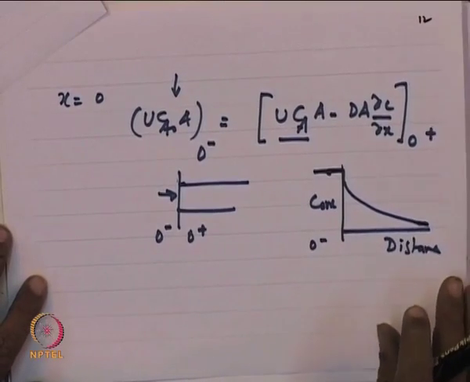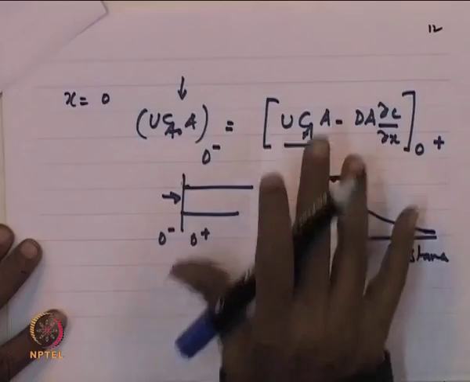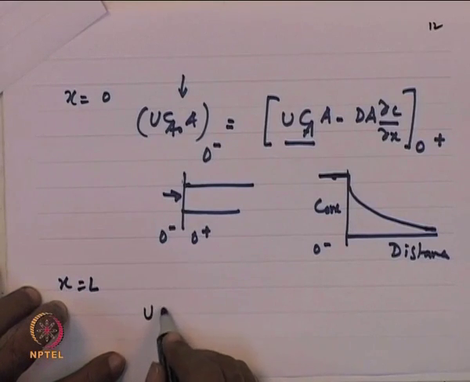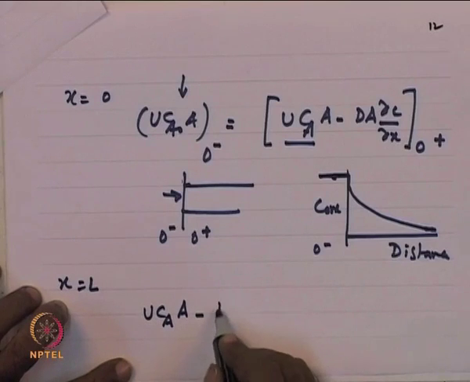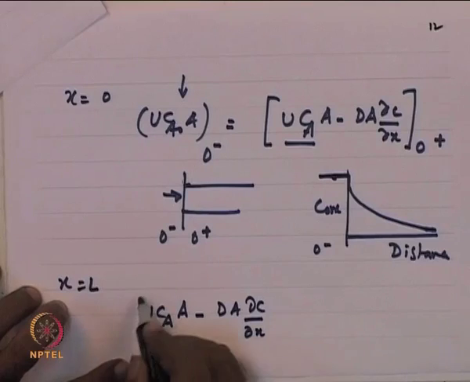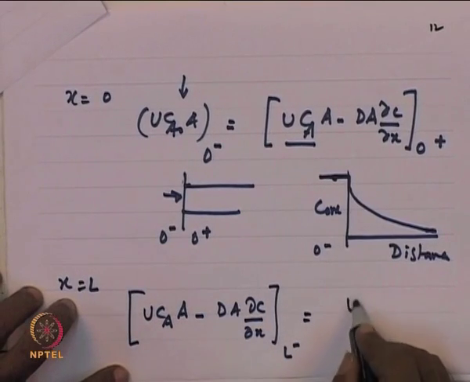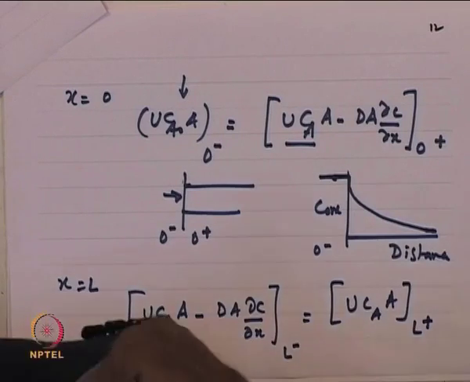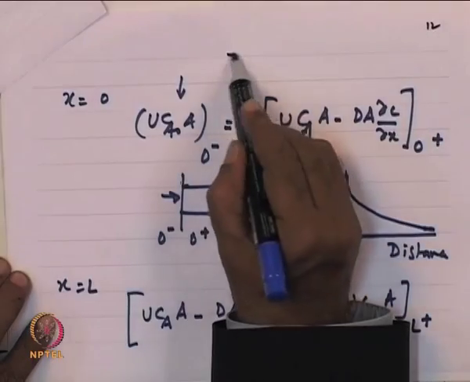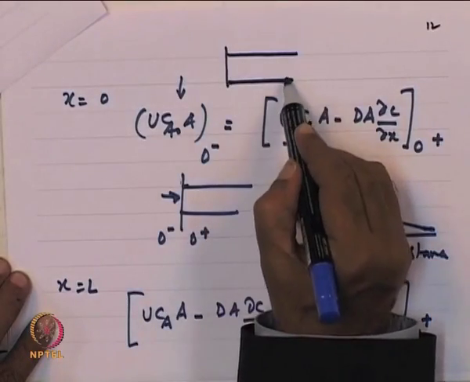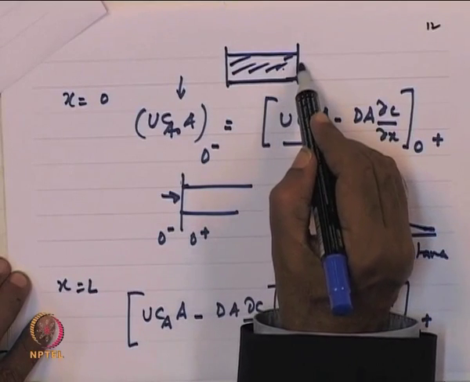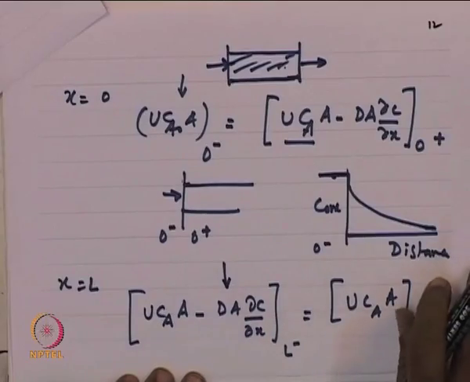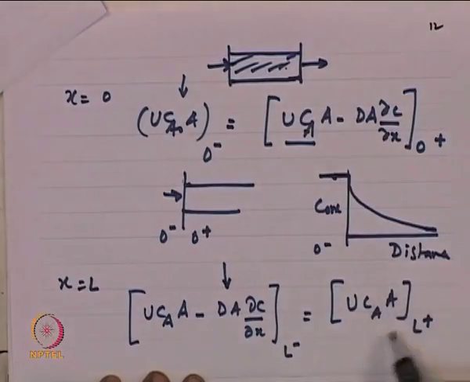It is this effect which has not been appropriately accounted for in other models, which makes this model so superior to others. Now, at x equal to L, what happens? Let us once again write u C_A times A minus D A ∂C/∂x at L minus, which must be equal to u C_A times A at L plus. What we are saying is that the actual dispersion problem exists inside our tubular reactor, and as soon as the flow emerges outside, there is no such dispersion problem. This term is appropriate only inside the equipment and not outside. Therefore, that term has been deleted.